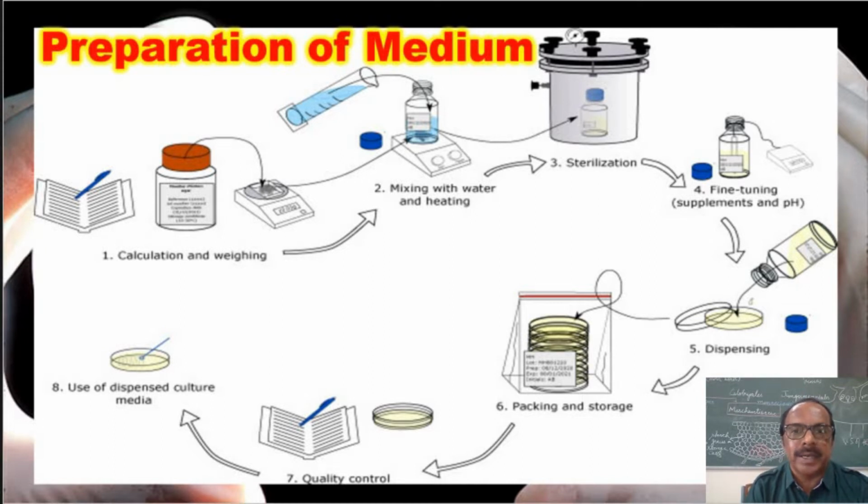So after preparing it, it has to be sterilized by using an autoclave, that is step number 3. Then you are adjusting the pH in step number 4, and in step number 5 you are dispensing the medium onto the containers, maybe petri dish or a test tube, and then you are storing them, and later you are using these media for inoculation.